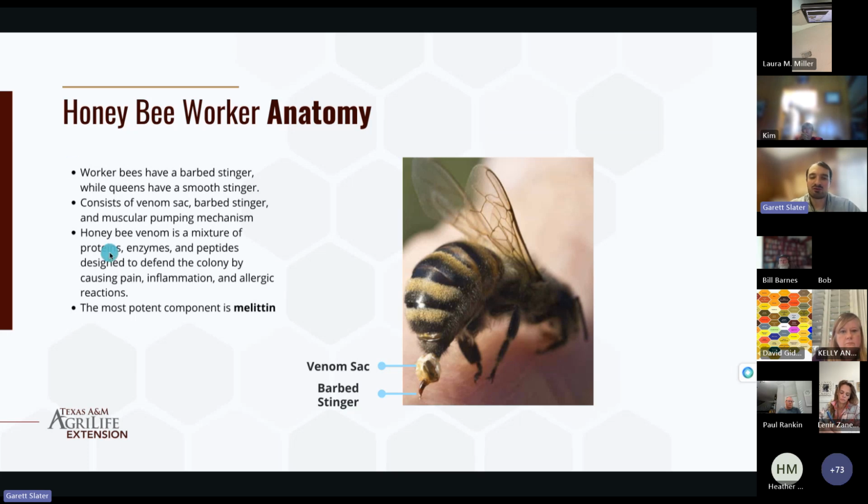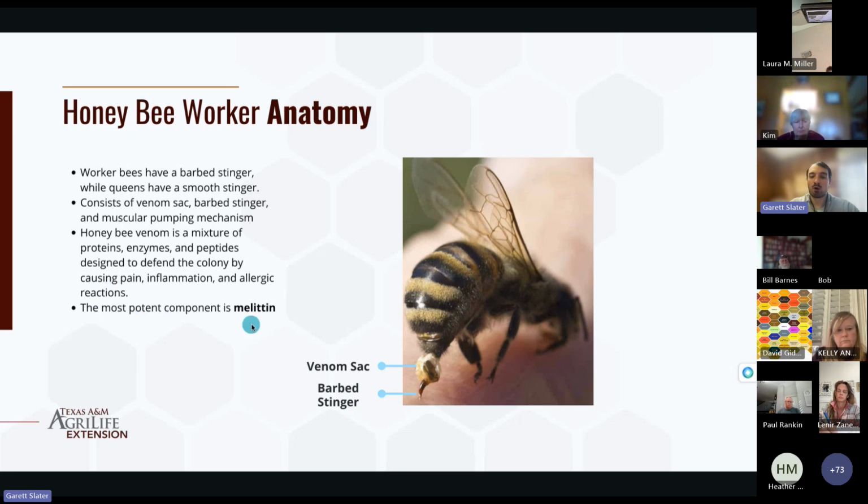But this venom is a mixture of a lot of different things. So it includes proteins, it includes enzymes, it includes peptides, and they're all designed for causing pain, causing inflammation, and a potential allergic reaction. Because the goal of the worker is to sting whatever is disturbing their colony and try to push them away and get them to leave their colony.